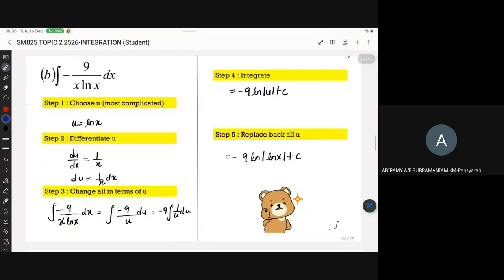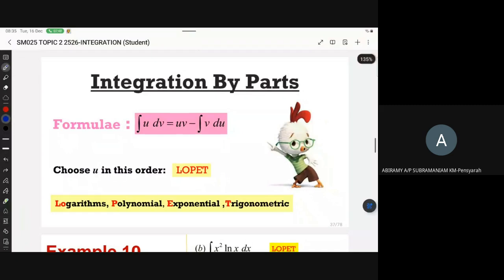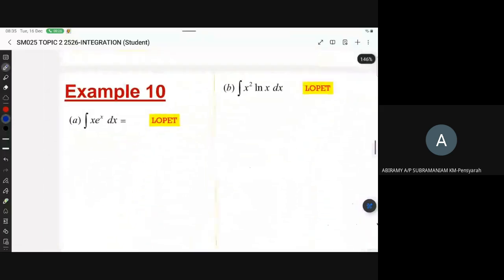We also have another method to solve integration involving multiplication and division, which is integration by parts. For integration by parts, we have a formula where the integral of u dv equals uv minus the integral of v du. And we have tips for choosing your u, which is by using LOPAT. So what is LOPAT? LO stands for logarithm, P stands for polynomial, E stands for exponential function, and T stands for trigonometry.